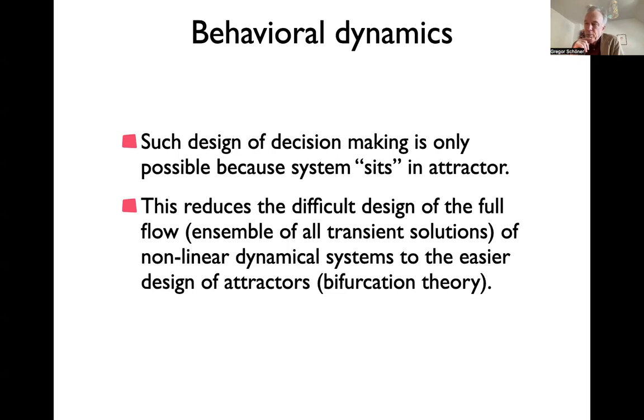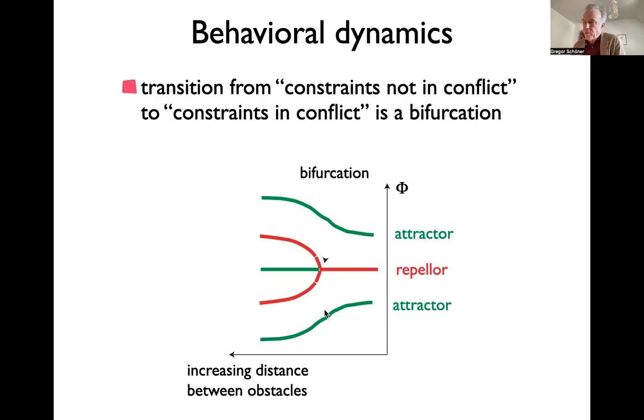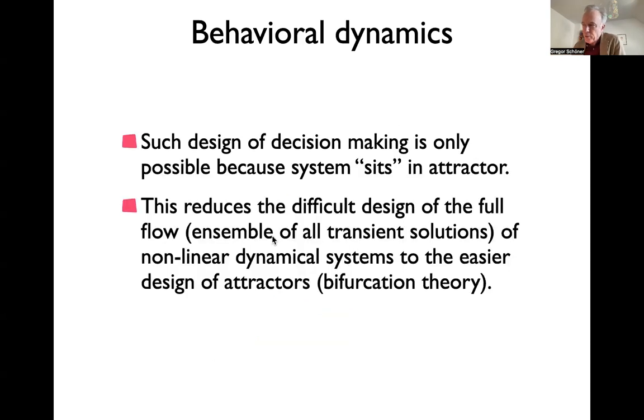That is, we only have to design the attractor solutions, not the whole ensemble of solutions. So we only pay attention to this bifurcation here, and then the dynamics of the flow. The solutions for all other initial conditions are just derived from that. That's a really elegant thing. That's how we can use bifurcation theory to design the dynamics.